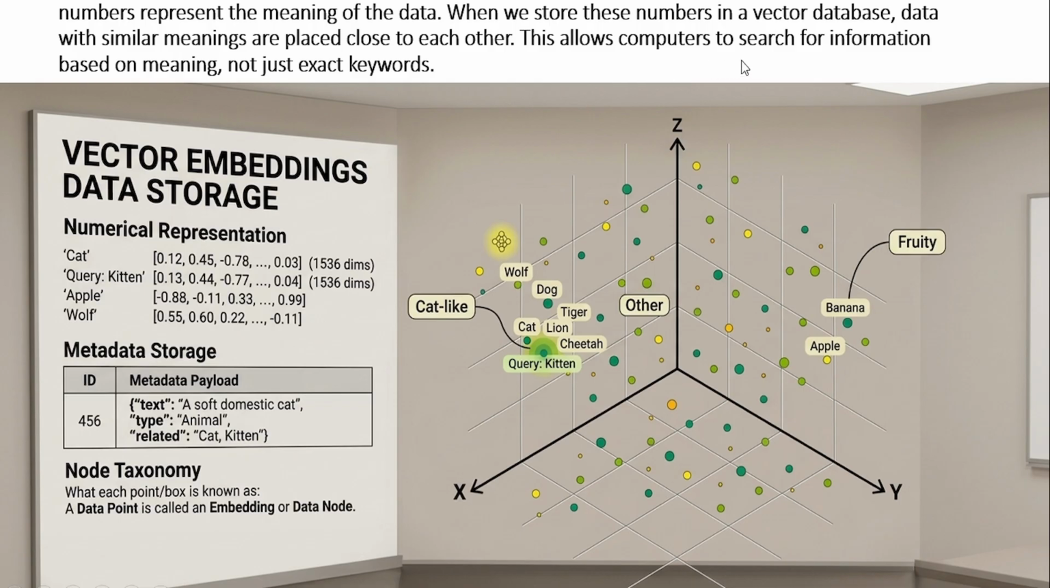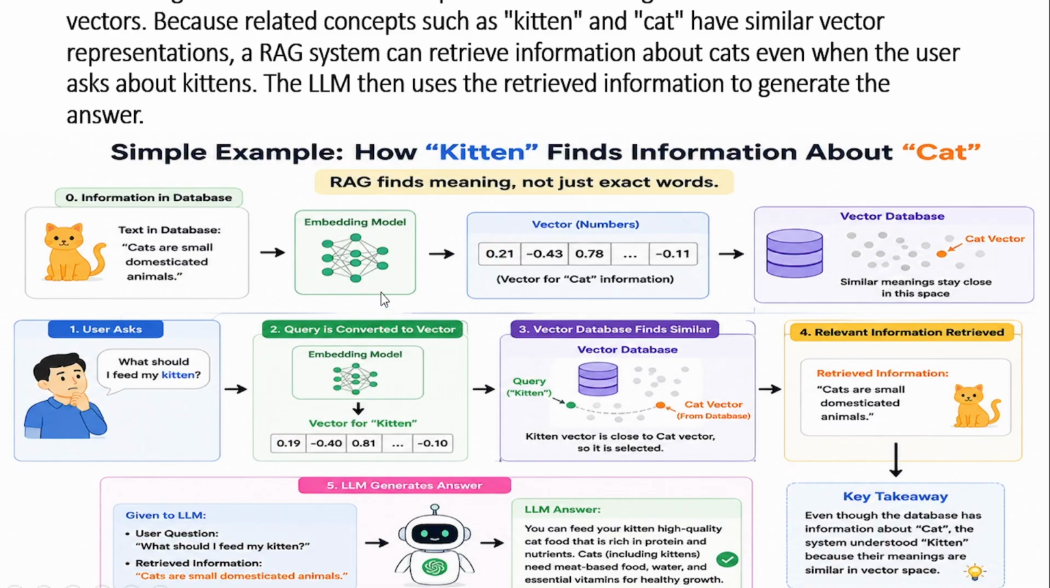This allows computers to search for information based on meaning, not just exact keywords. For example, in our document, there is the word cat, but not kitten. But when the user asks a query regarding the kitten, the LLM will find the similar chunk in the vector database, then it will prepare the answer.